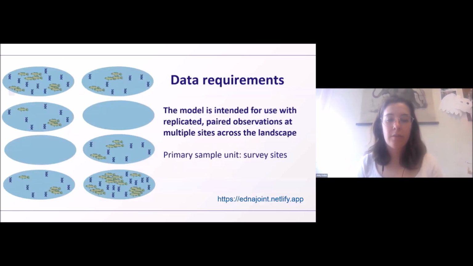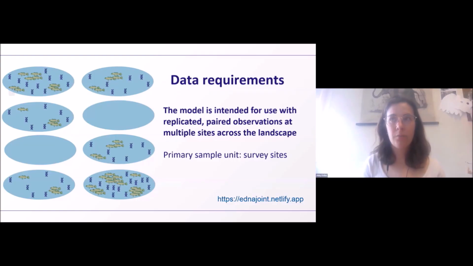The model is intended for use with replicated, paired eDNA and traditional observations at multiple sites across the landscape. So here is the primary sample unit. These are your sites. Ideally, you'll have sites with a range of species densities, including those where the species is absent or at very low density, so you can get a sense of the lower limit of detection with both methods.